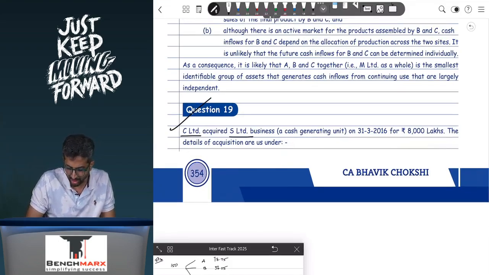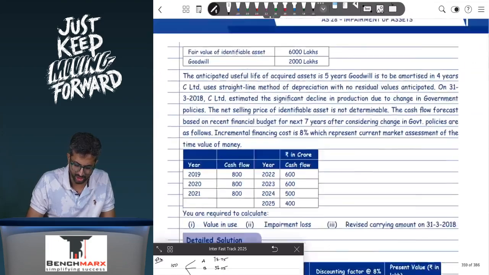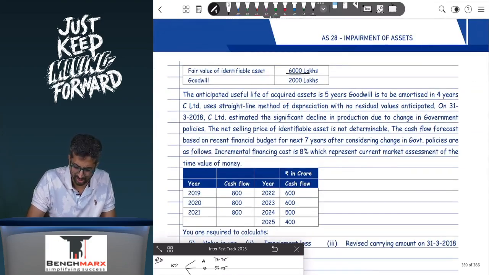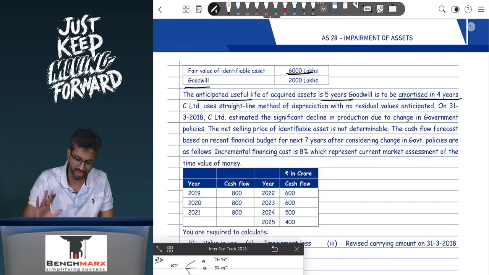C acquired S, who is a CGU, on 31st March 16 for 8,000 lakhs. The details of acquisition are as under. Fair value of the assets is 6,000. For something worth 6,000, you are paying 8,000, so the goodwill will be 2,000. The anticipated life of the acquired asset is 5 years and goodwill is to be amortized over 4 years. So that is given to us. C uses the SLM method for depreciation.